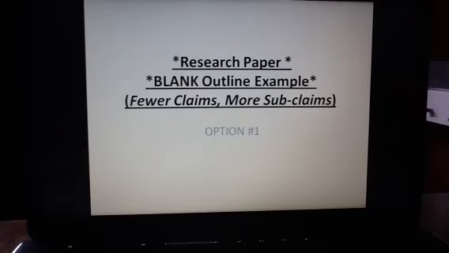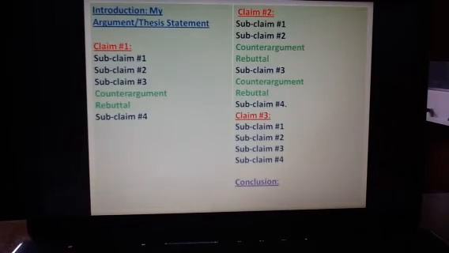So this kind of goes with the model that I have shown you for my working thesis and my working claims. All right, so this is in columns, so we'll start on the left and then we'll go over to the right. So you can see here, obviously we're going to have an introduction, then you're going to have claim 1.